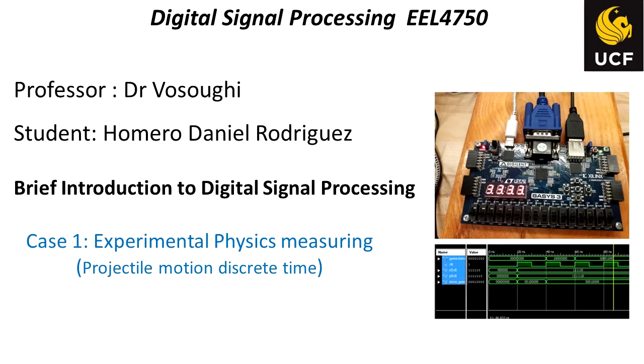This is the first assignment for the Digital Signal Processing class, EEL 4750. We use digital signal processing in different fields of study. For example, computer vision, voice recognition, and radars, and different fields.